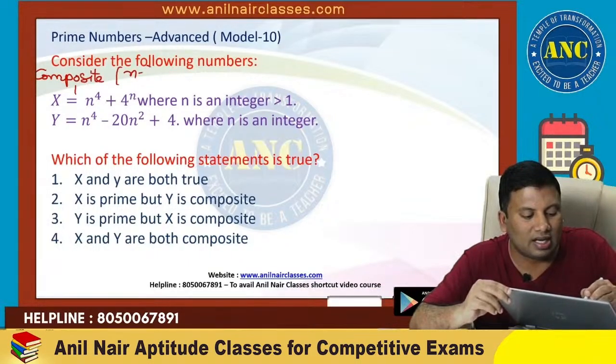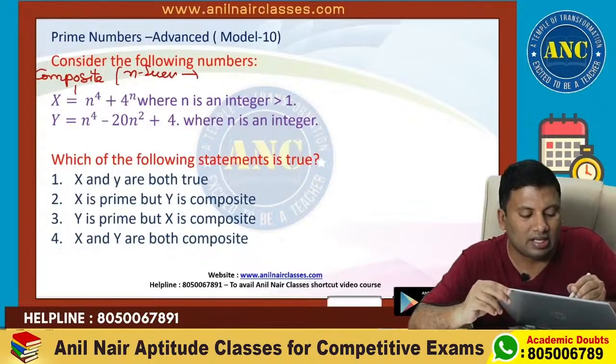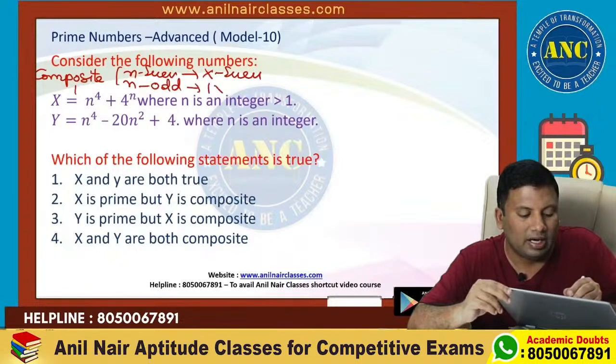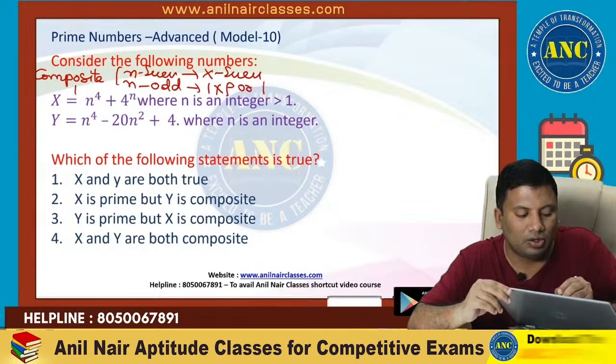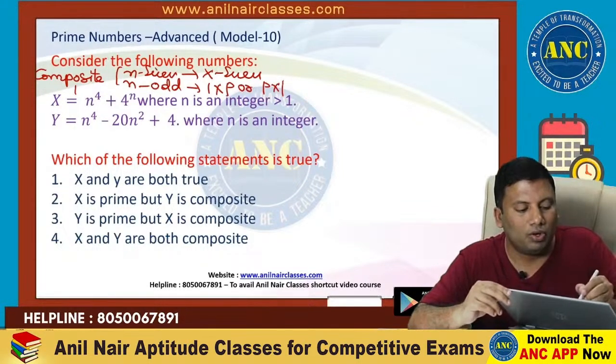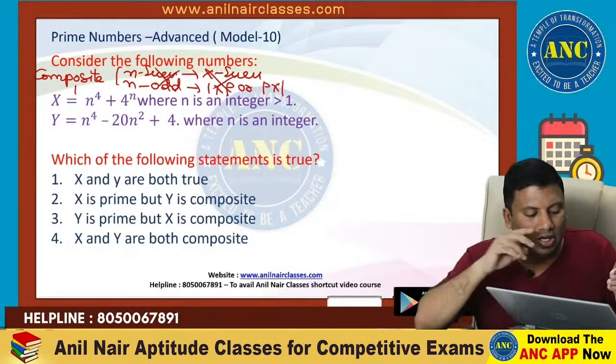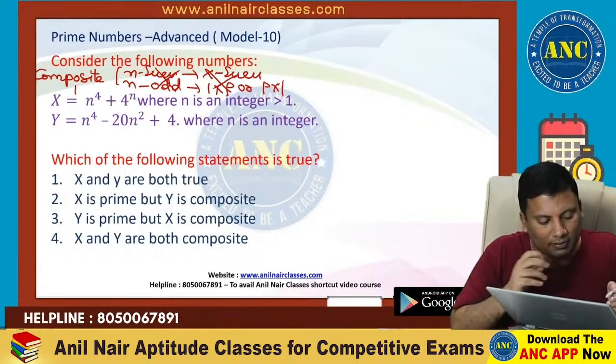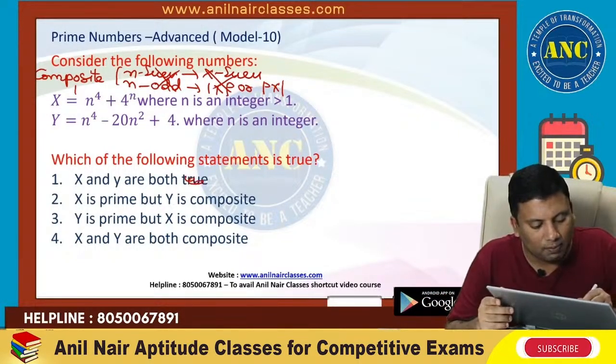If n is an even number, x is becoming an even number. That is not possible for a prime. If n is an odd number, it cannot be expressed as 1 into p or p into 1. In both cases, it is not possible. So, x is a composite number.